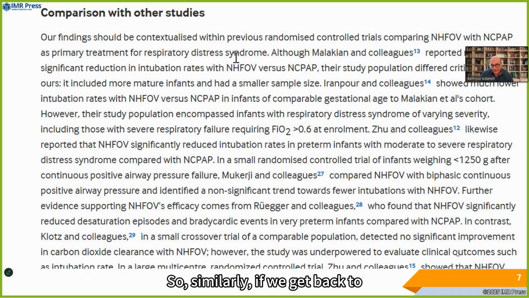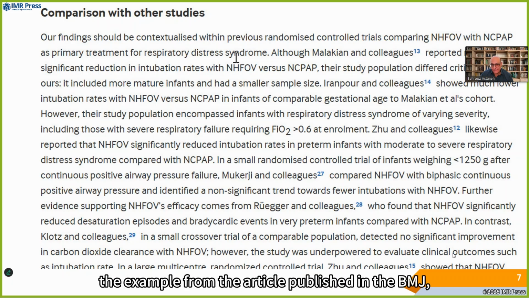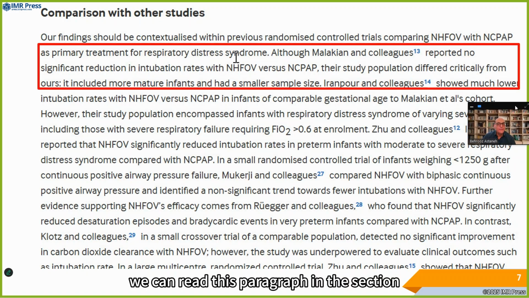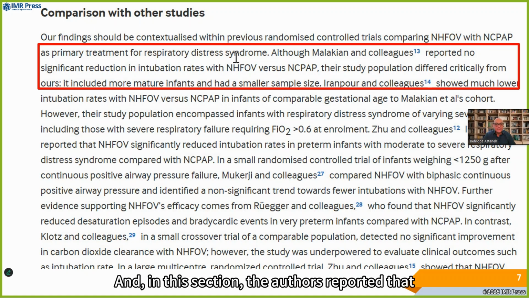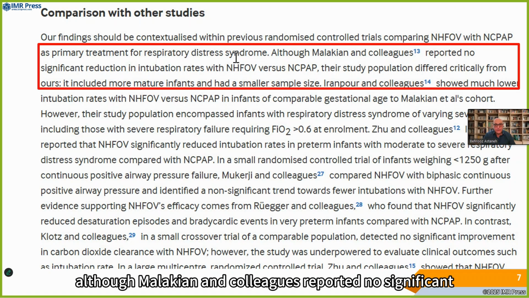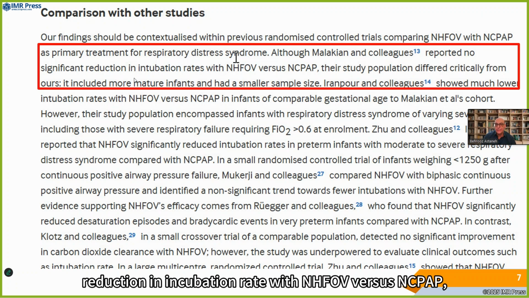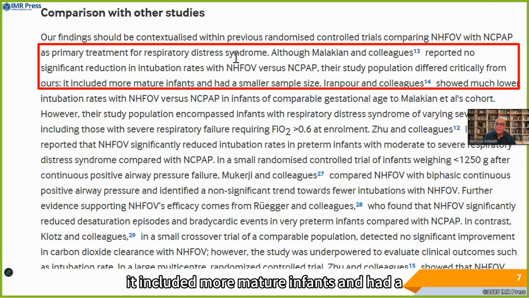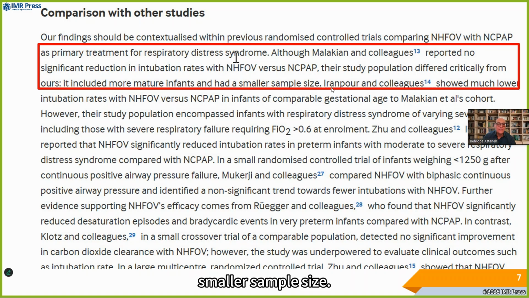So similarly, if we get back to the example from the articles published in the BMJ, we can read this paragraph in the section related to comparison with other studies. And in this section, the author reported that although Malakian and colleagues reported no significant reduction in intubation rate with NHFOV versus NCPAP, their study population differed critically from ours. It included more mature infants and had a smaller sample size.